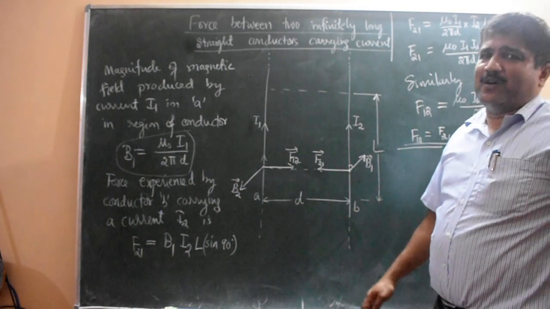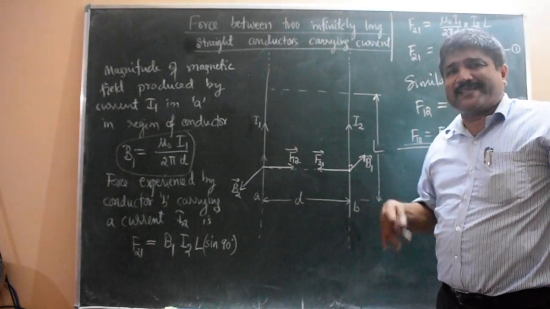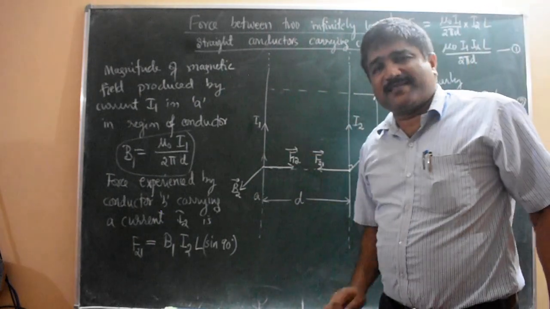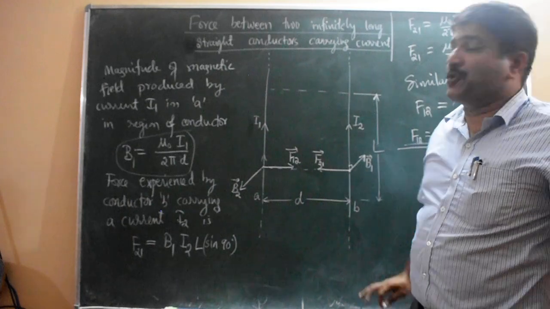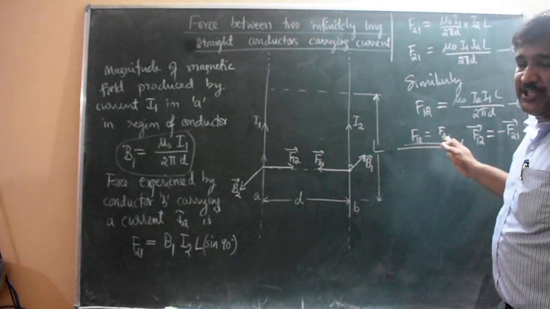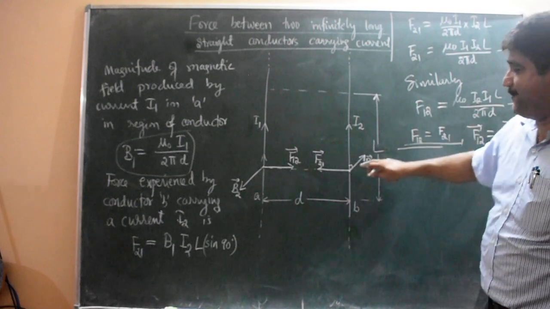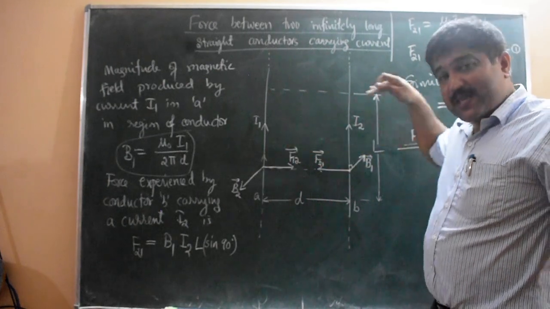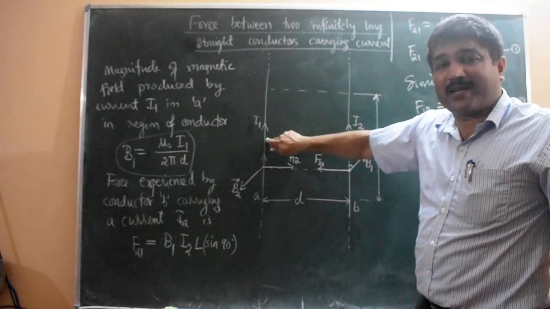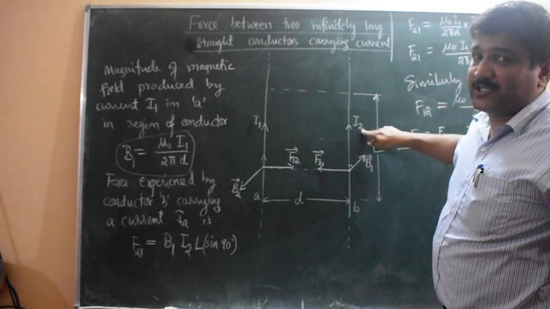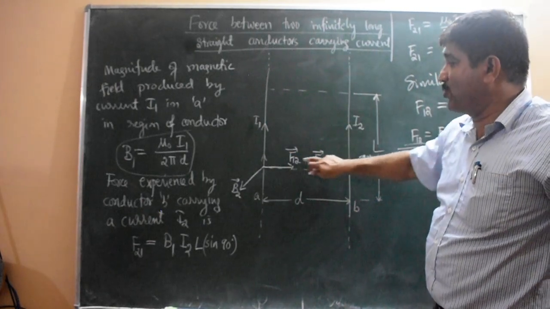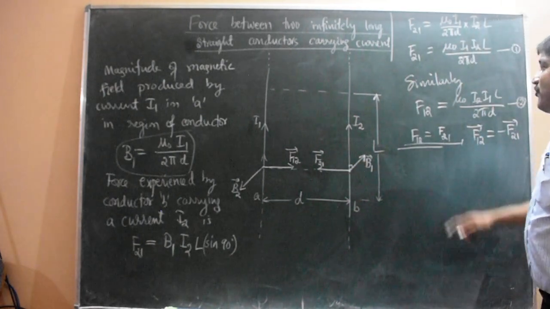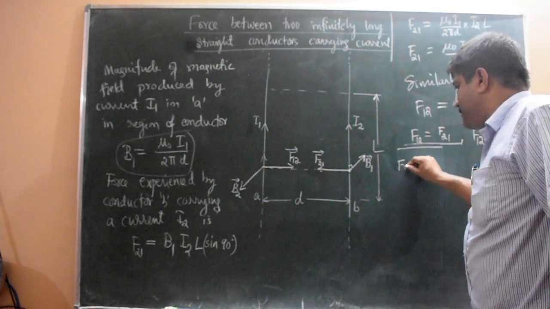We have studied that Coulomb's law satisfies Newton's third law of motion. Same way here also, two conductors carrying current obey Newton's third law. That is an action and reaction pair. The force experienced by conductor 2 due to the current in conductor 1 is equal to the force experienced by conductor 1 due to the current in conductor 2, but opposite in direction. Their magnitudes are equal.